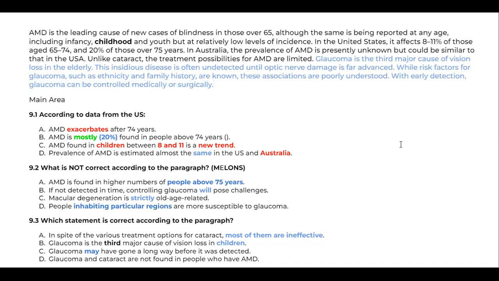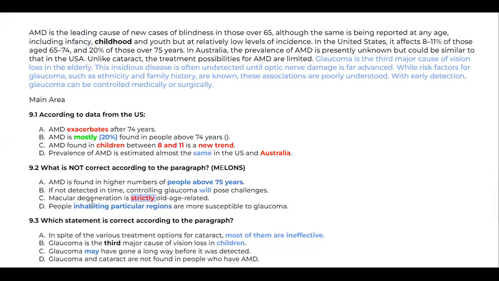Okay, so look at that one. If not detected in time, controlling glaucoma will pose challenges. Even that is also a mentioned statement. So both of them are correct. Now we are looking for one more which is not correct. Macular degeneration is strictly old age related. It is completely not mentioned here. Not only here, childhood is there, infancy is there. So then this is the incorrect sentence.